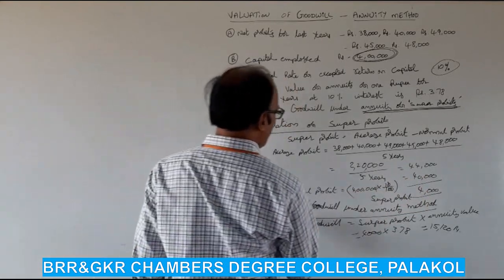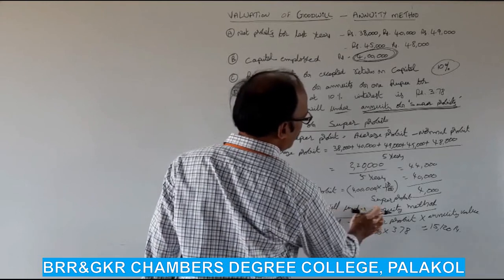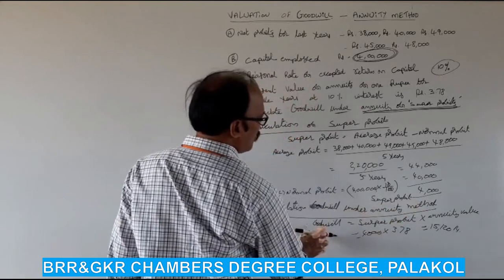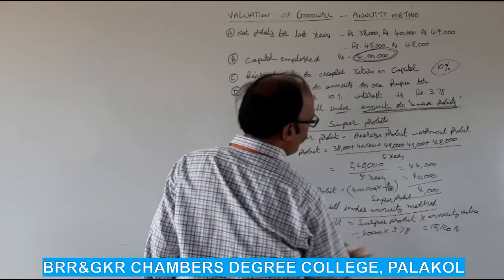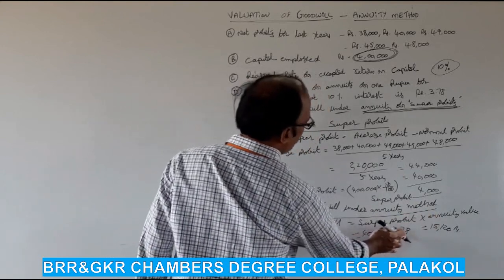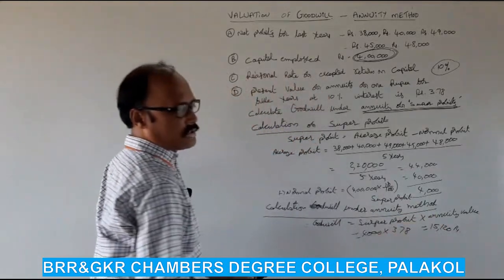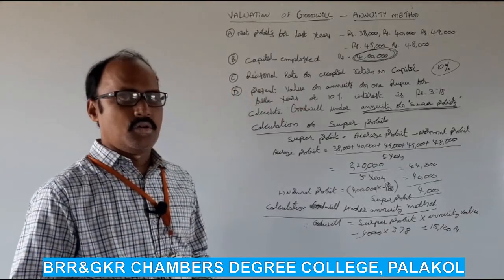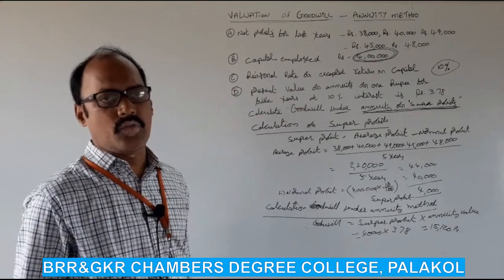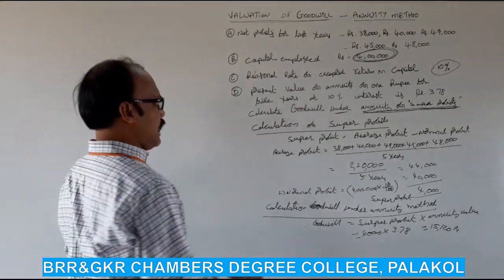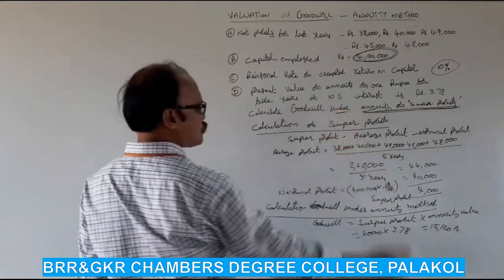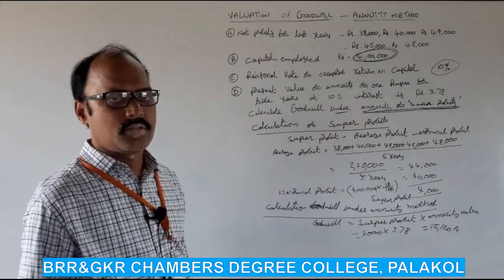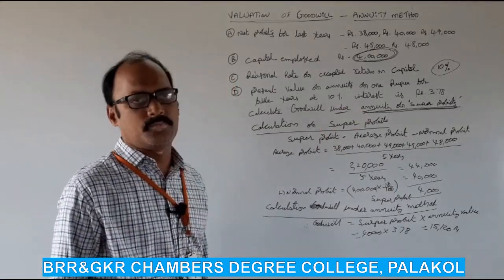Right. Calculation of goodwill under annuity method. Goodwill is equal to super profit into annuity value. 4,000 into 3.78, that is equal to 15,120 rupees treated as goodwill under annuity method of super profits. Okay, this is the first problem.